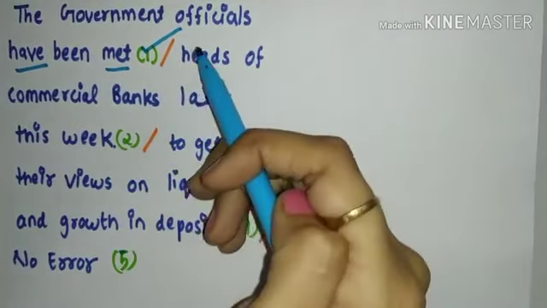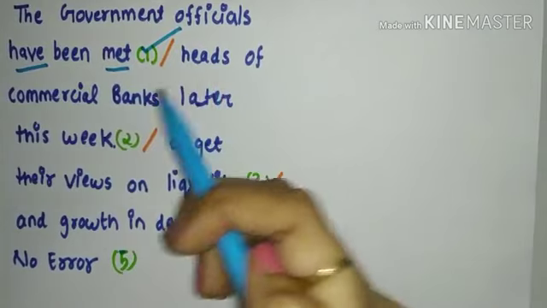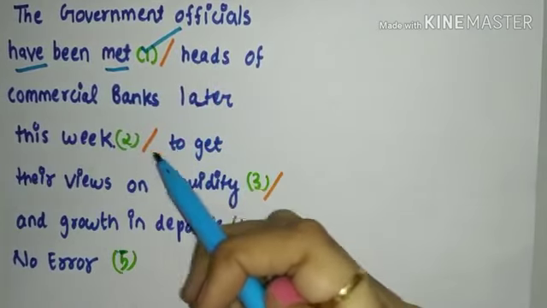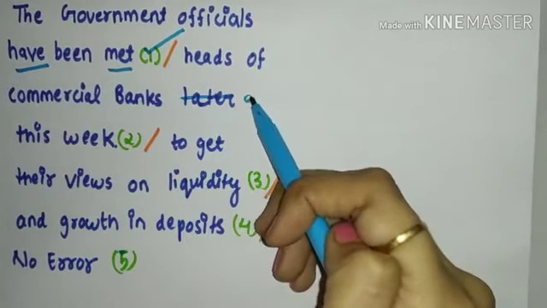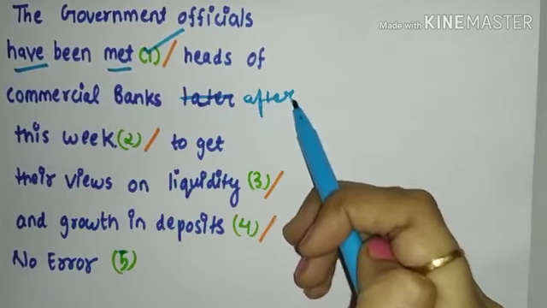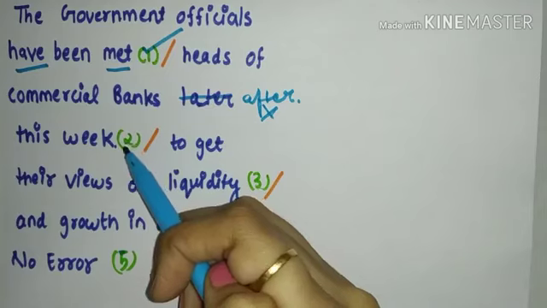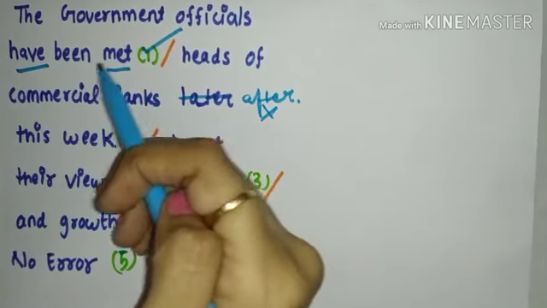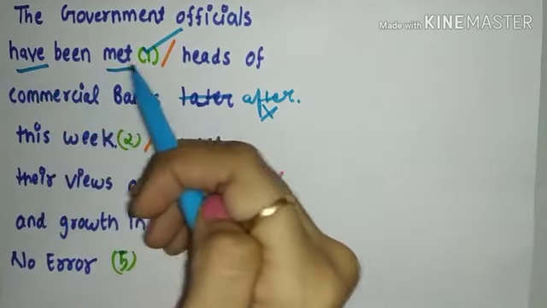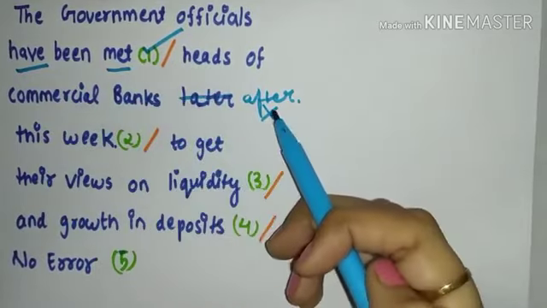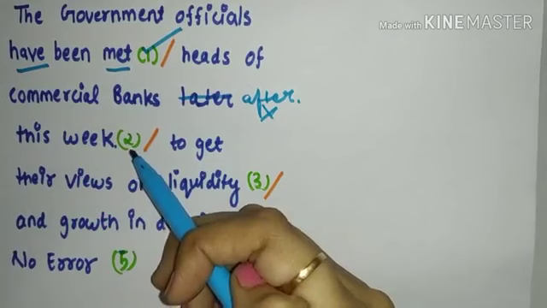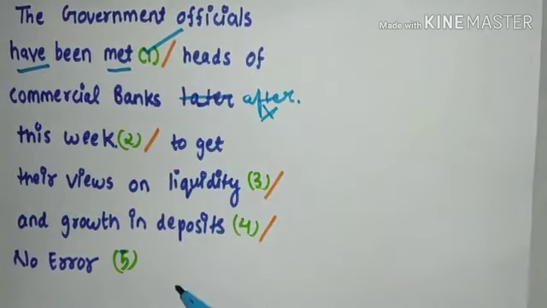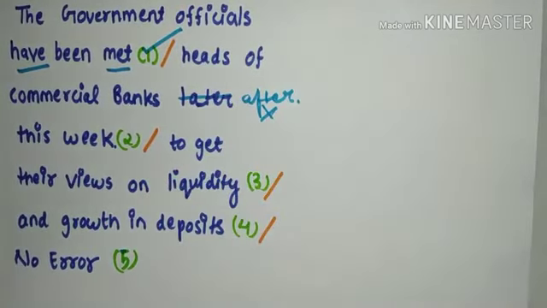Once again we will check the other parts also. Heads of the commercial banks later this week. If the sentence were like "after this week" instead of "later," then in that case the second part would have been incorrect. And if the sentence were "have been meeting heads of the commercial banks after this week," then as I told you, the second part would have been incorrect. But specifically in this case the first part is incorrect. So I hope you got it.